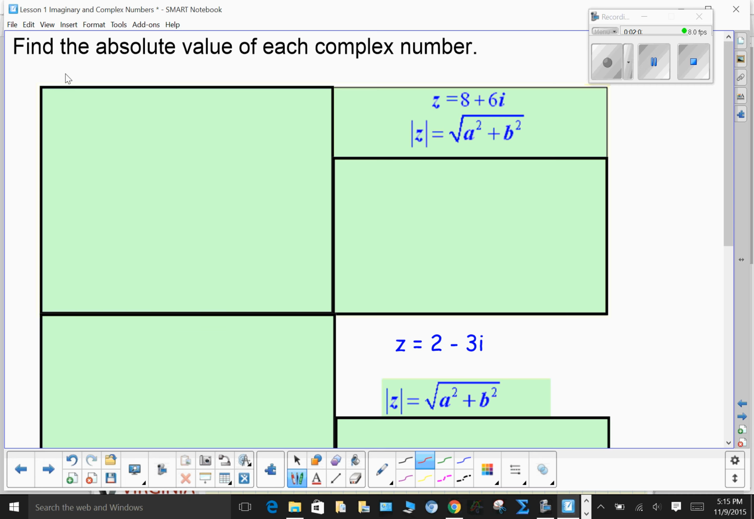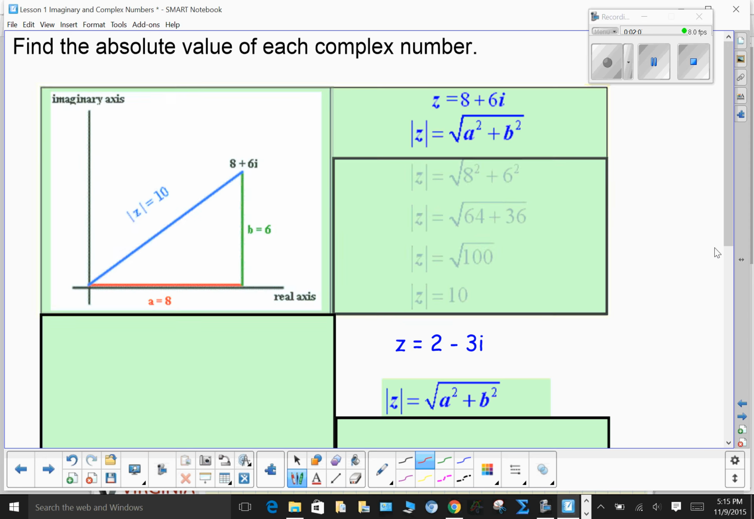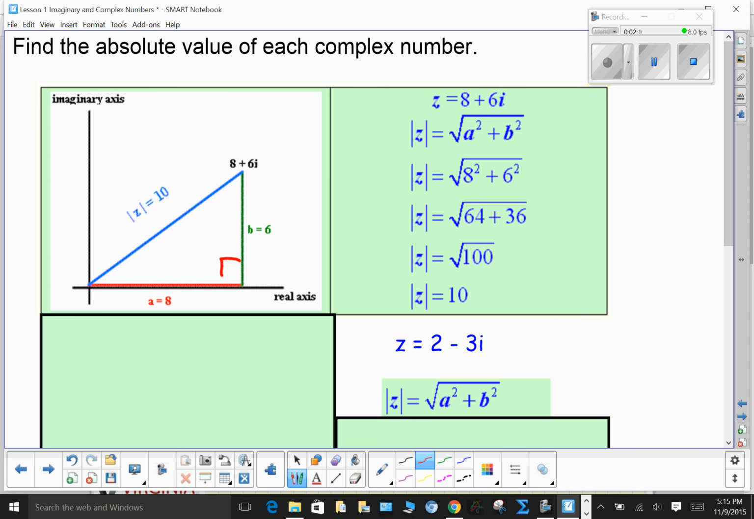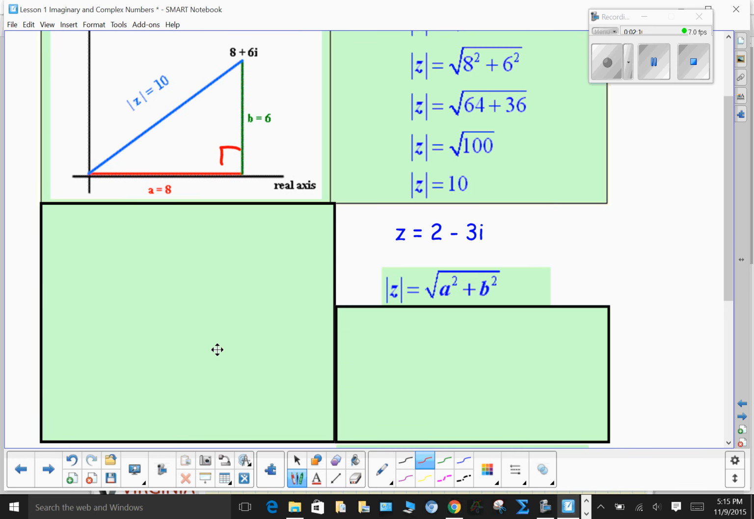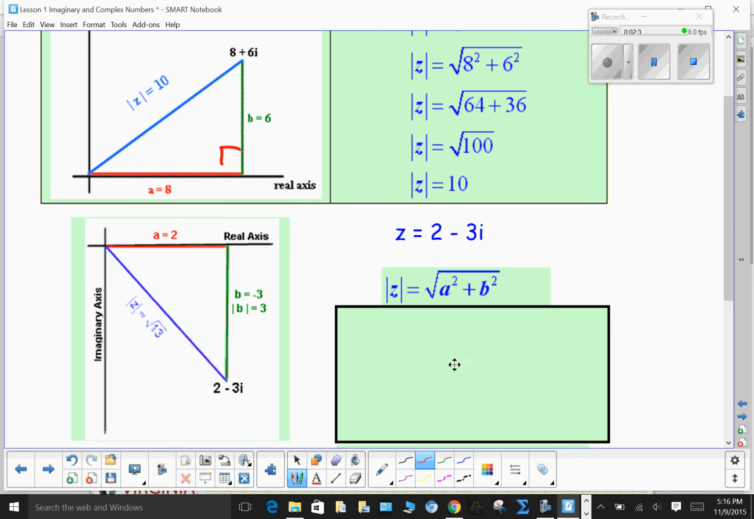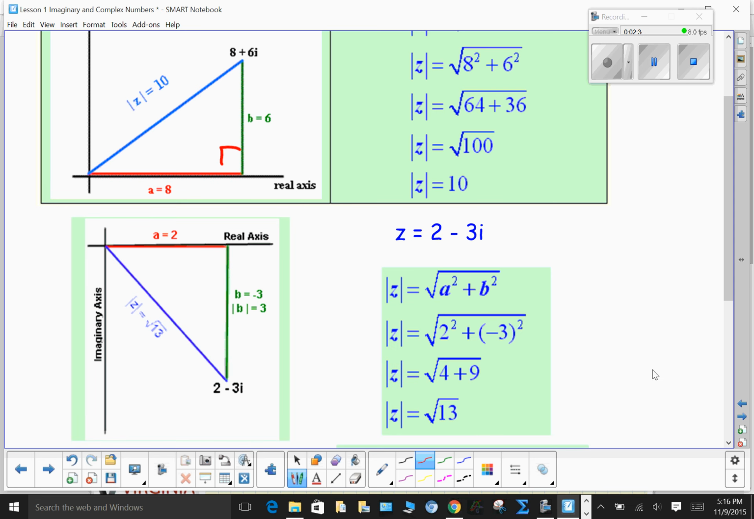Let's look at a couple of these. Find the absolute value of each complex number. Well, this is the one that we just did, and here's the work. To the right is the triangle. Come down and look at the next one. Try it. Again, try graphing it and then finding the absolute value. Notice there is no i in the absolute value. Here's the graph. Here's the work. The point 2 minus 3i is the square root of 13 units away from the origin.